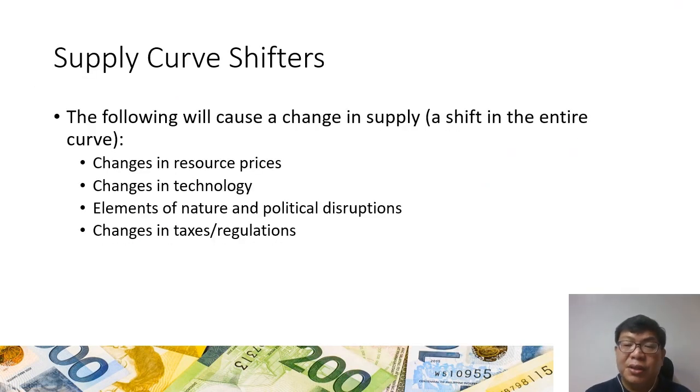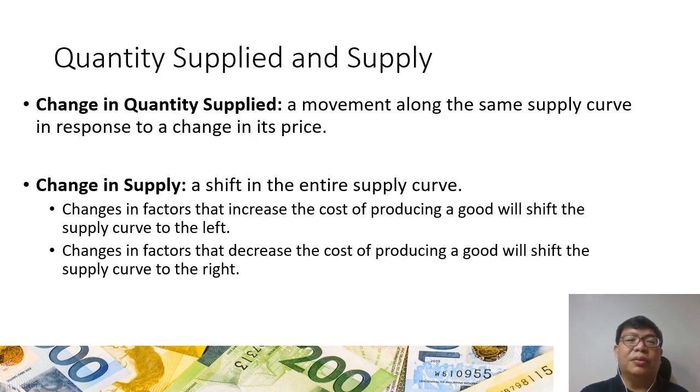Okay, so change in resource prices, so the input prices, changes in technology. Okay, if somebody can produce 100 suman in 1 minute, and you're producing manually, may iwan ka, right? Then the elements of nature. So right now we are affected by the pandemic. There is lockdown. There are lockdowns. There are people limitations of movement.